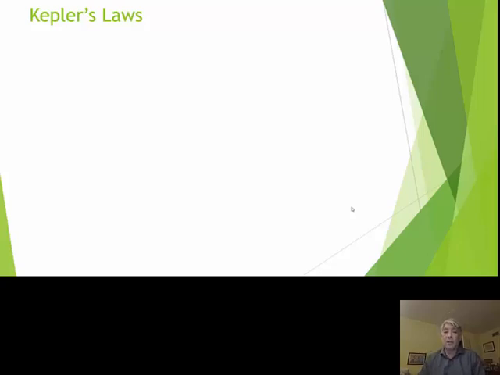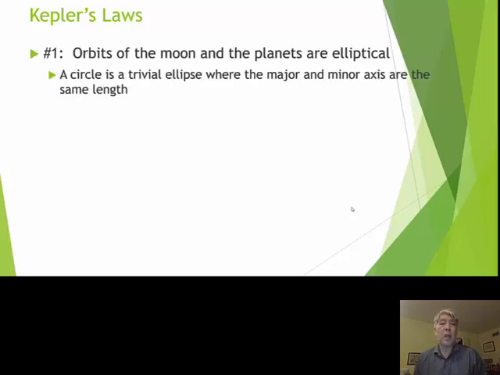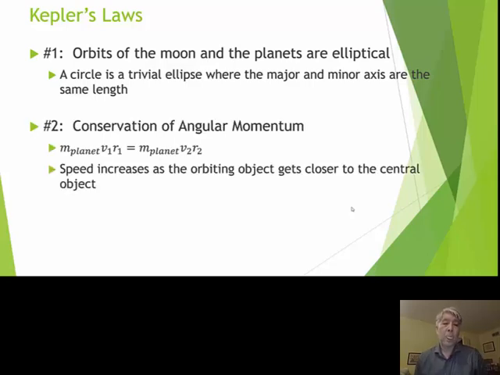Okay, so 7.2 is primarily talking about Kepler's laws and potential energy. Kepler has three laws, the first of which is that the orbits of the moon and the planets are elliptical. Most of the time we'll be looking at just circular orbits, but a circle is also an ellipse. It happens to be a trivial ellipse in the same sense that a square and a rectangle are related. So a circle is related to an ellipse the same way a square is to a rectangle. Both sides happen to be equal.